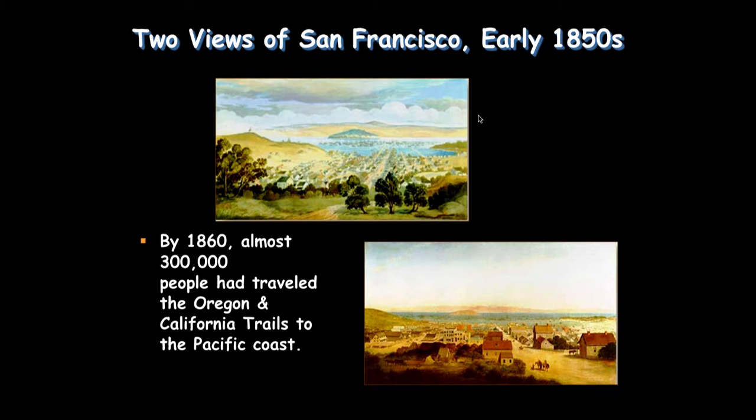And here's a couple paintings of early San Francisco. See how small it is in the 1850s. In less than 10 years, 300,000 people had traveled the Oregon and California trails to the Pacific coast. And again, the main hub, because of the bay, is going to be San Francisco.